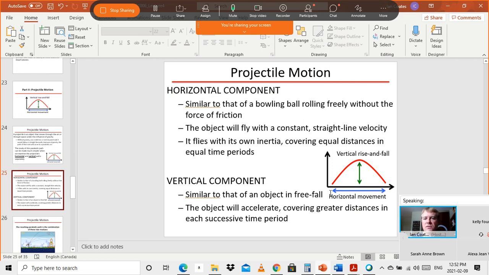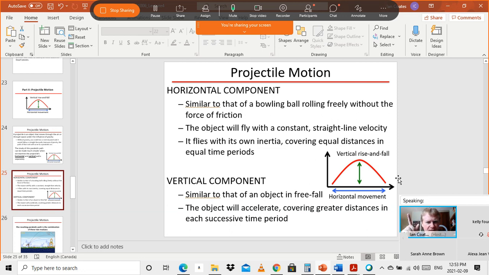The horizontal component. Okay, so I'm throwing the football from me to Tim over there. He's 20 meters away. Similar to that of a bowling ball rolling freely without any force of friction. Think about that. What is impeding that football going from me? We're not talking about the up and down. We're only talking about left to right or forward straight. Basically, you're only talking about wind resistance, but on a nice day, there isn't any, right? So the object will fly with a constant straight line velocity. It flies with its own inertia.